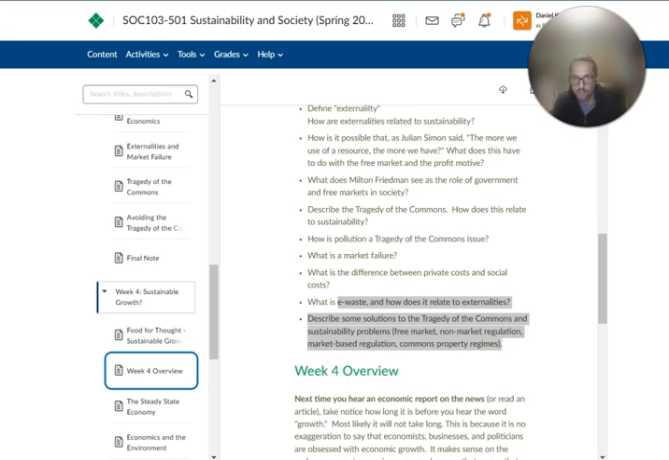In particular, this notion of externalities and market failure, and this question of how do we solve these problems? These big solutions? Do we have market-based regulations? Can we create a commons property regime? Is it a free market, etc.?